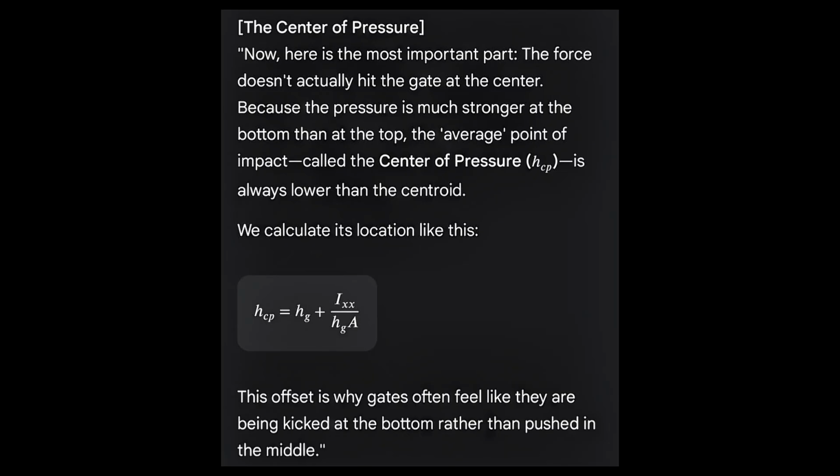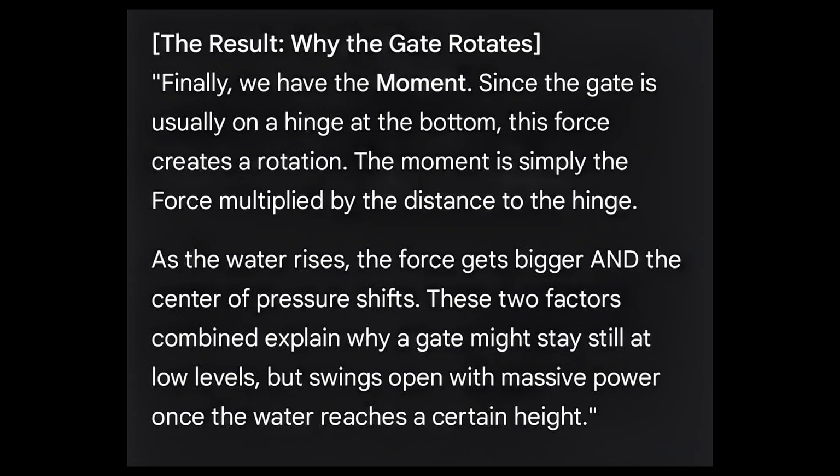Now, here is the most important part. The force doesn't actually hit the gate at the center, because the pressure is much stronger at the bottom than at the top. The average point of impact, called the center of pressure, h_CP, is always lower than the centroid. We calculate its location like this: h_CP equals h_G plus I over h_G A. This offset is why gates often feel like they are being kicked at the bottom rather than pushed in the middle.